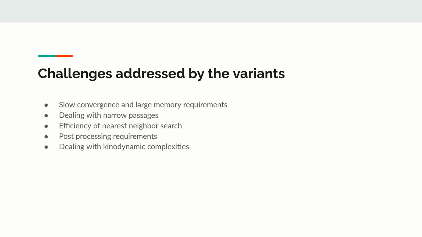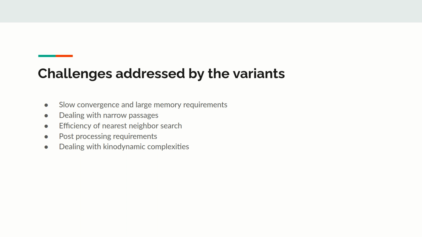There are issues that RRT star has to improve on. The variants that are discussed in this paper mostly solve one or more of the mentioned challenges. The main challenges are slow convergence and large memory requirement. Since RRT star is asymptotically optimal, it stores the expanding tree, and since this happens, it is both slow converging and computationally expensive.